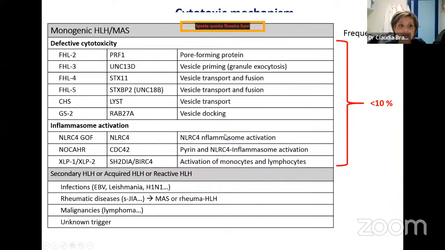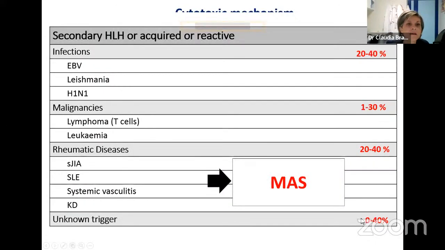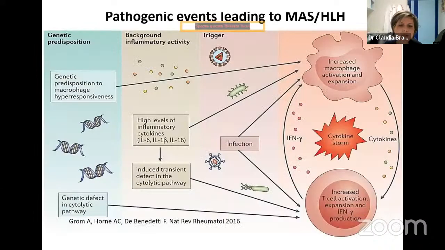As Dr. De Benedetti already said, the frequency of these primary forms is very low, under 10% compared to the secondary forms that can be caused by different triggers, particularly infections such as EBV, leishmania, and influenza, or malignancies like lymphoma, particularly T cell lymphoma, and also leukemia, and rheumatic disorders. These are the forms that, as rheumatologists, we call MAS, that can be caused in premise by systemic JIA, but also by systemic lupus, vasculitis, or Kawasaki disease. And we have quite a big percentage of this form of secondary HLH in which the trigger cannot be found.